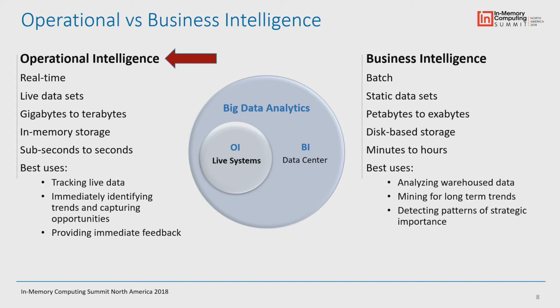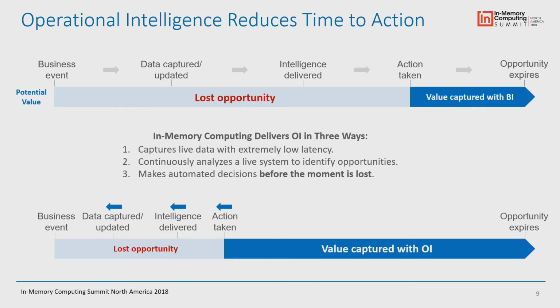you're doing the analysis. So you can think about doing a data parallel operation on data that's actually changing during that operation, and you're just capturing a snapshot to see what the patterns and trends are, providing immediate automated feedback without a human in the loop. So the benefit of this is reduced time to action. With business intelligence, the time to action can be very long, so opportunities in real time can be missed. Whereas with operational intelligence from in-memory computing, you can capture opportunities much more quickly, because you're working on the live data and making automated decisions.